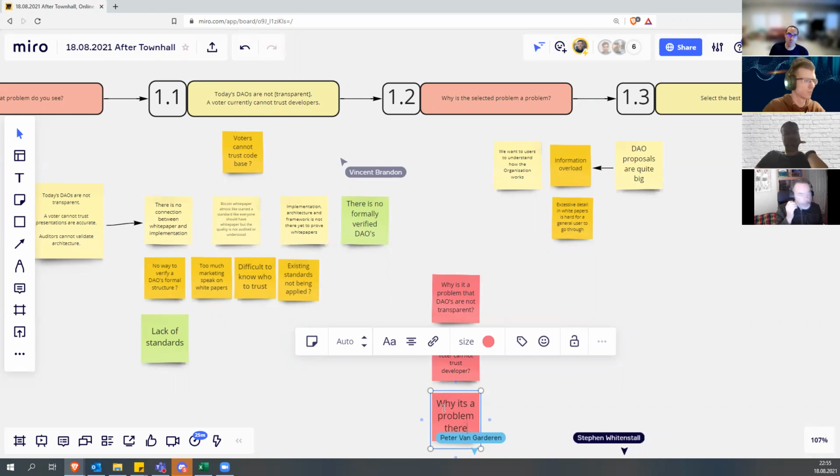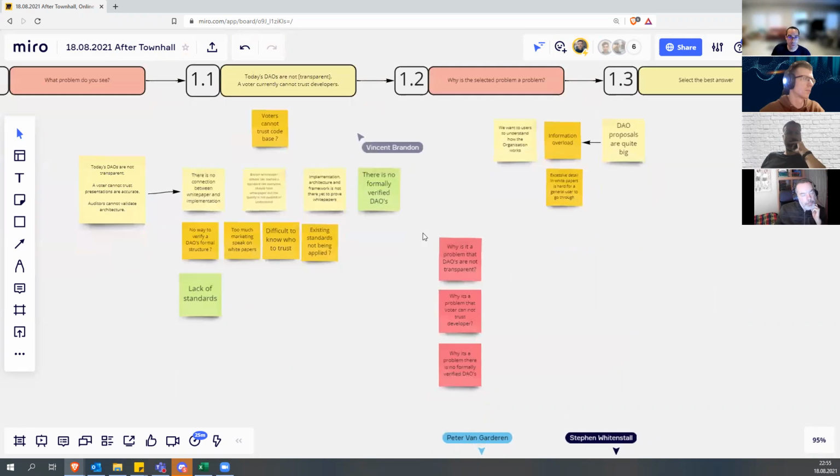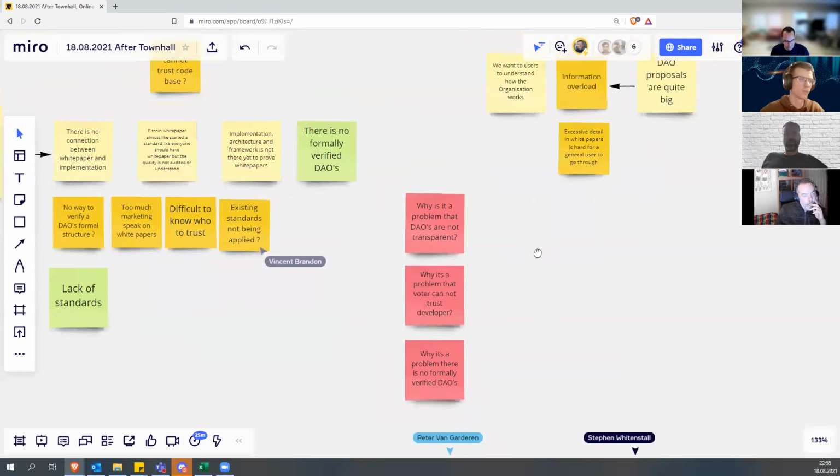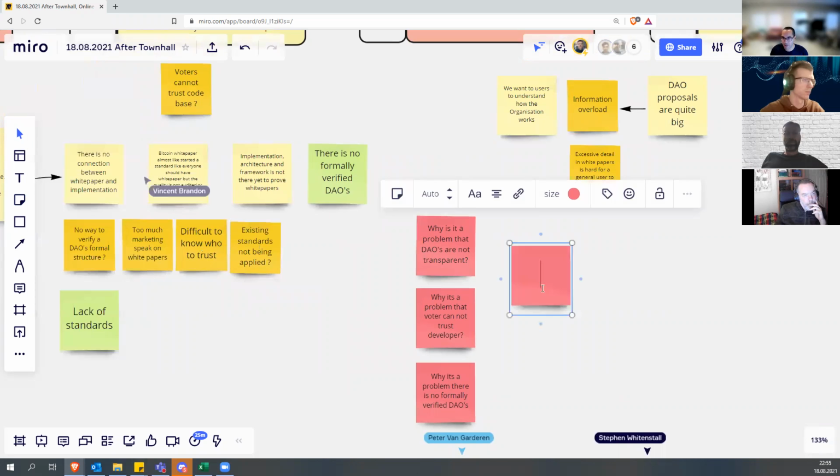So more important, and this goes back to the transparency things, is that you understand how it works. Voters do not understand how their DAOs work. And that's a problem. That's a good problem statement. Maybe that could be it: voters don't understand how their DAOs work.